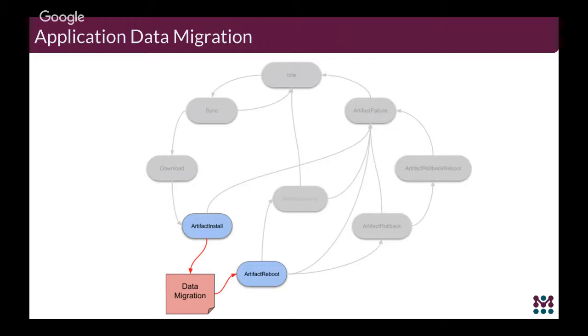If there's an error in the data migration, your data migration script will then make sure that any changes it has made are undone, and it will fail out of that script, and it will transition into a rollback state.